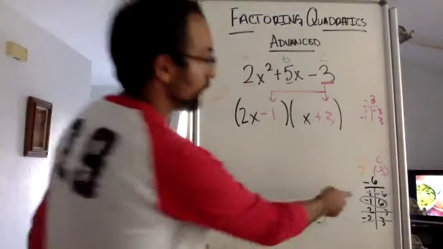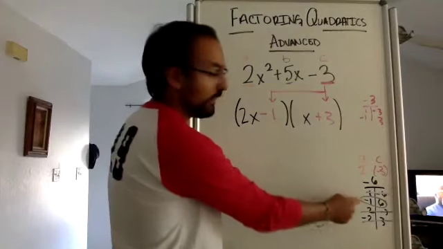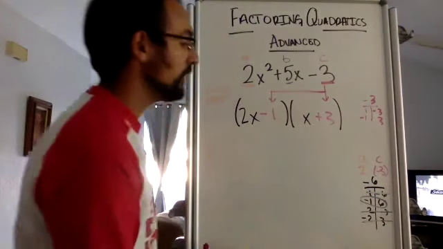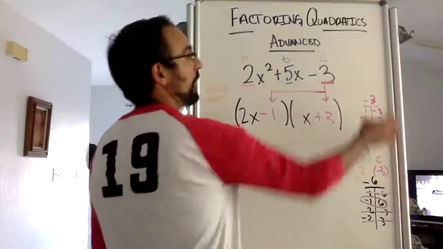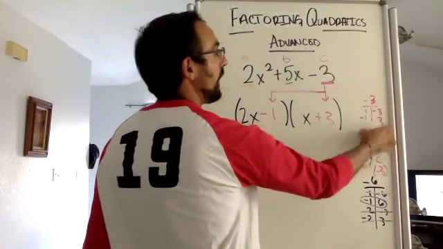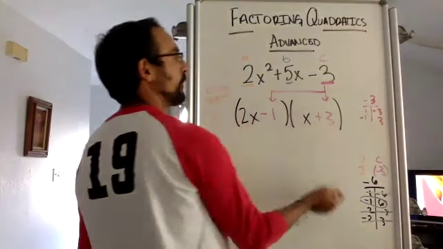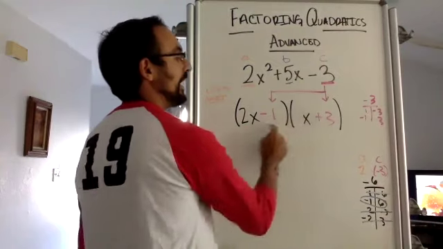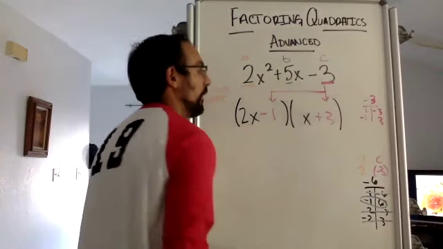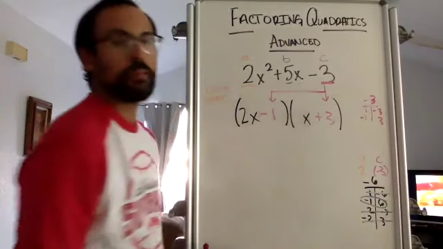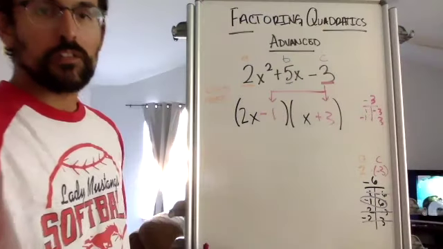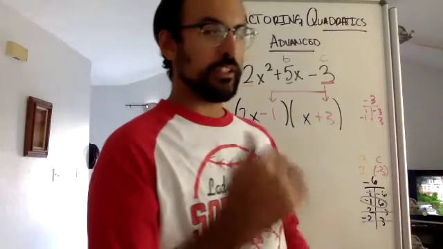So again, don't be fooled by these numbers over here. This tells you kind of which ones to use. And then once you go back over here, you can say, all right, I know -3 has to be split up in the last term, so I'm going to use -1 and +3 in this case. So I'm going to verify that this is right in just a little bit.